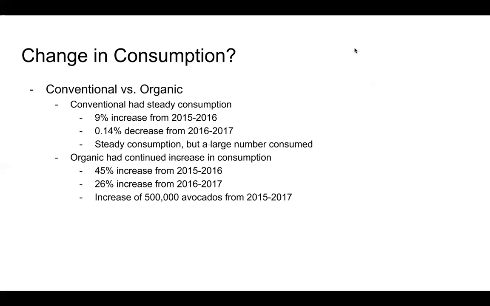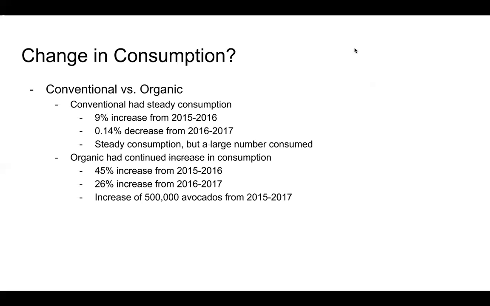In looking at organic avocados and the average number that were consumed, from the descriptive statistics, we see that over the course of a 3-year span, there's been an upward trend in the average number of organic avocados consumed. This can be seen by the percentages of change from 2015 to 2016, which was just over 45%. And from 2016 to 2017, it was 26.25%. These increases were quite dramatic.